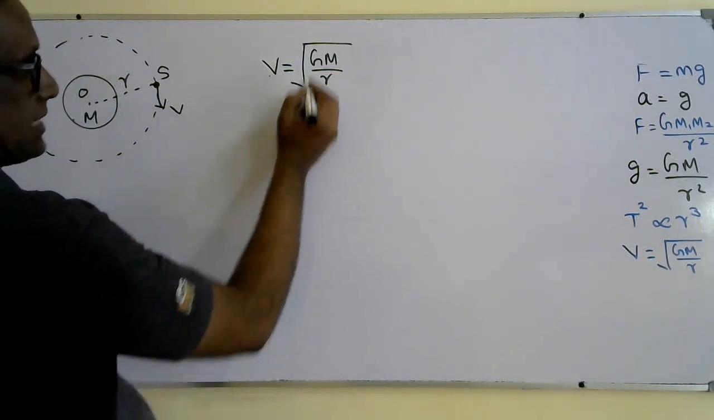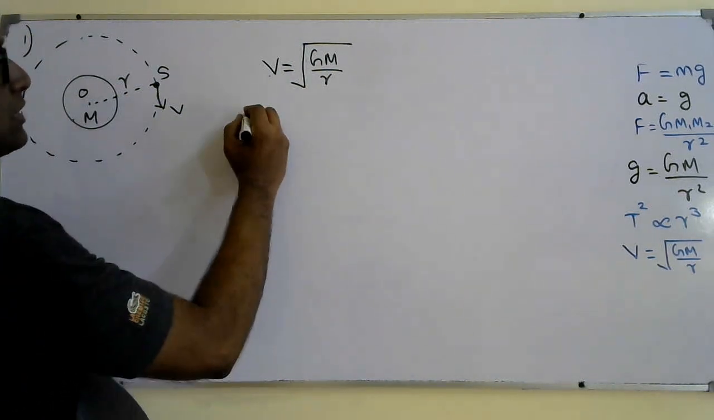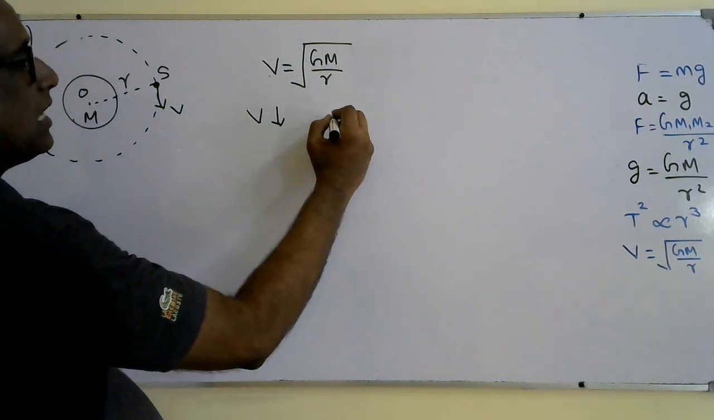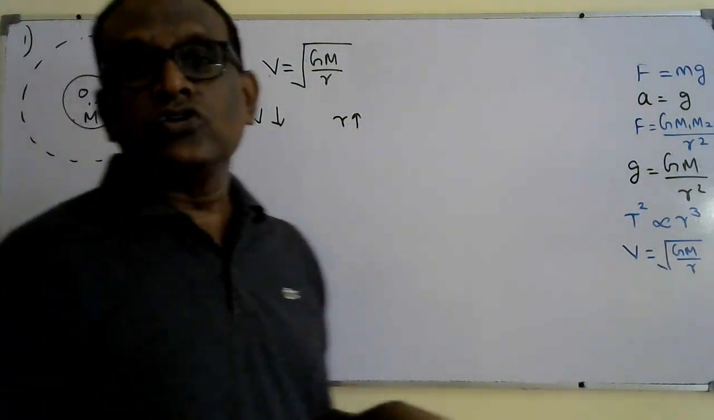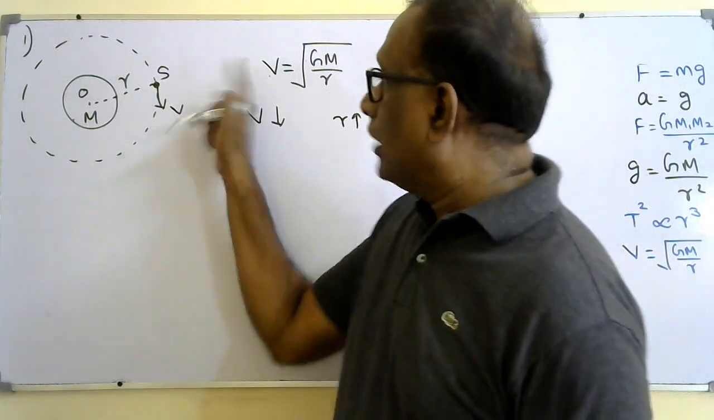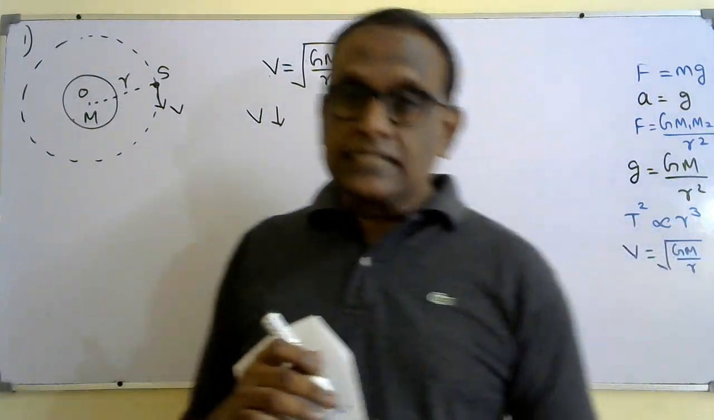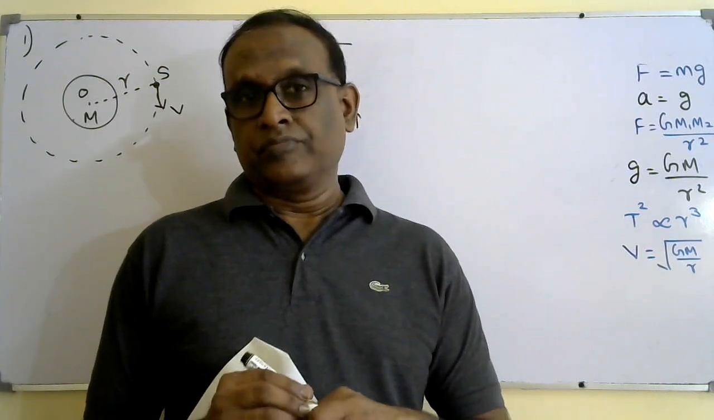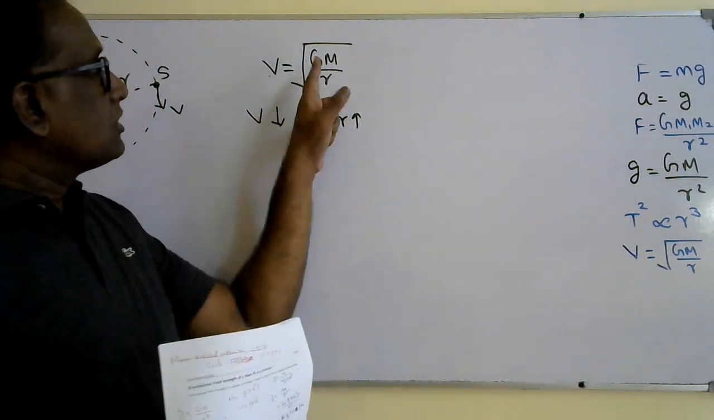So v becomes lower. So when v decreases, G and M constant, so r should increase. Friends normally say when v decreases, r should increase. So the satellite will move away, outward spiral path. It will spiral out and move away from the planet. That's the answer most of the students give. Okay, careful, that is not the answer.